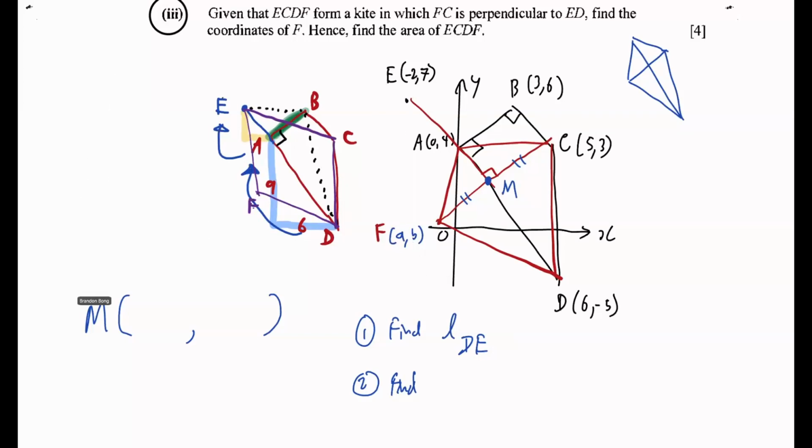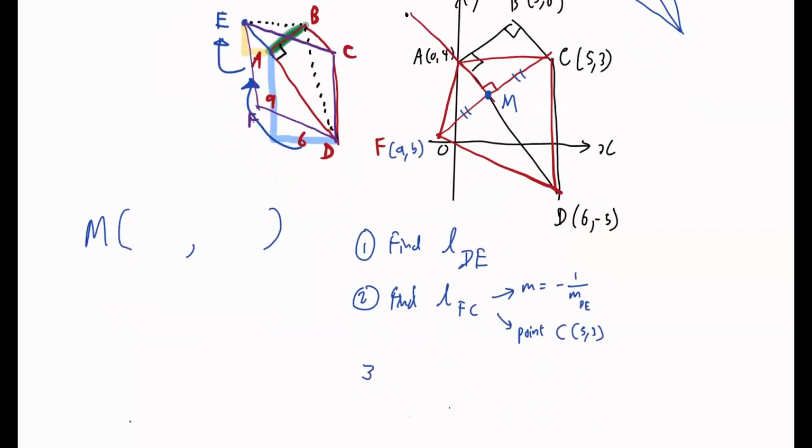Let me just write down the procedure, then you work it out on your own later. So find the line DE first, then after that find the line FC. For the gradient, it will be -1 over the gradient of DE. For the point, you will use point C (5, 3). For part 1, finding the line DE, you are given two different points already. You can definitely find the gradient and use the point-slope formula. Then step 3 is to solve the two equations, just equate them. Y equals, and you can equate them, so therefore you can solve for the point.